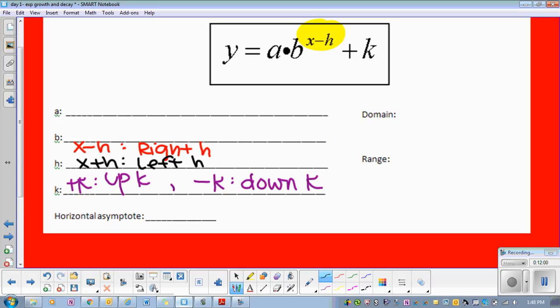Okay. And then I want to talk about A before I talk about B. So A. All right, so A has 3 different jobs that it can do. What if there's a negative in the front? Reflects or it flips it, right? Good.